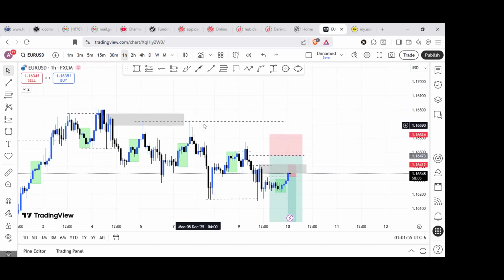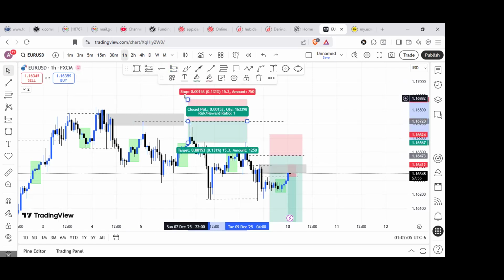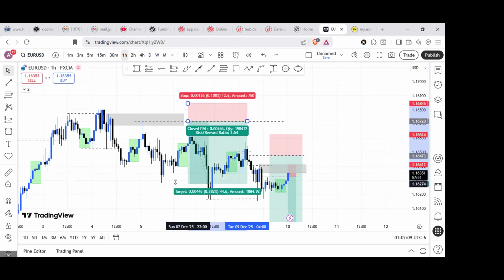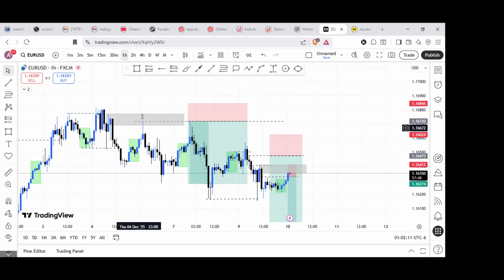So this happened so quick in the early hours. By the time I came to the chart, this had already happened. So this would have been the trade that I would have taken if I was on the chart because everything aligns, right? Everything aligns. We have the break of structure to the downside, further break of structure, right?